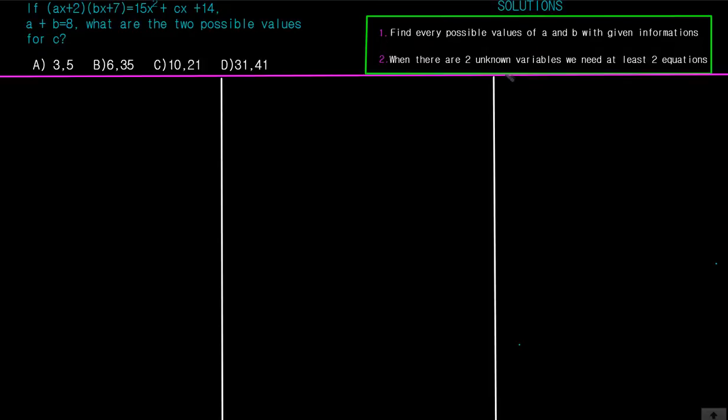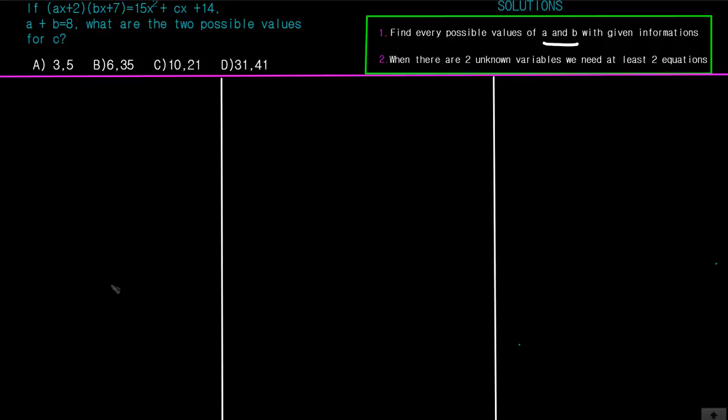In step 1, we need to find the values of a and b, which are the coefficients of the x terms. And in the second step, when there are two unknown variables, we need at least two equations to solve it. The reason is that, let's say there is an equation a plus b is equal to 100. We want to find the exact value of a. We cannot find it because there are two unknown variables, unless there is one more equation.